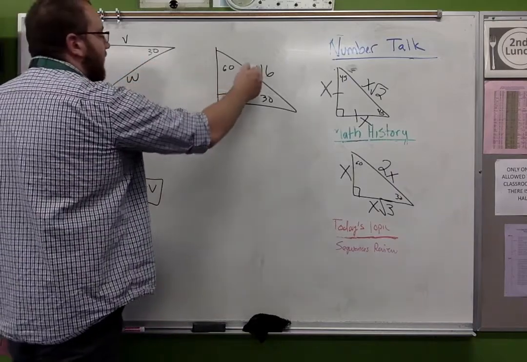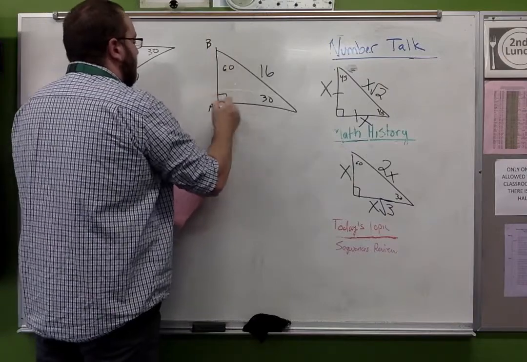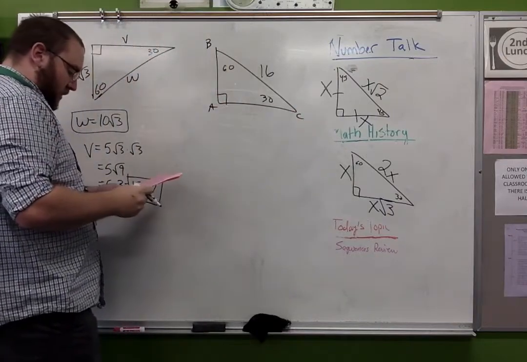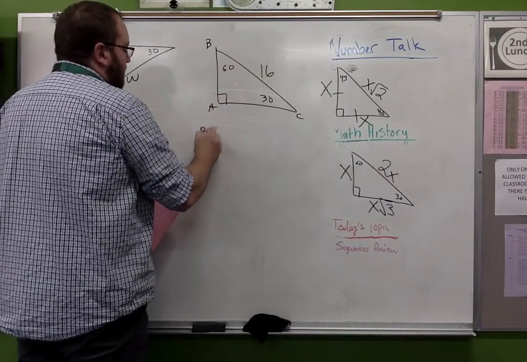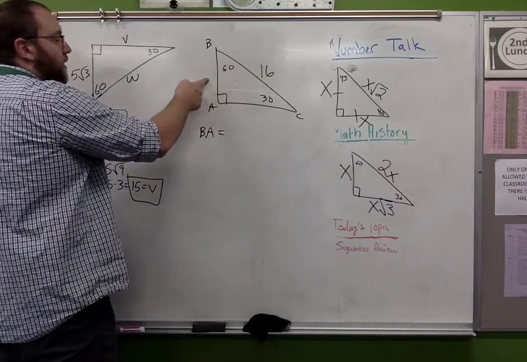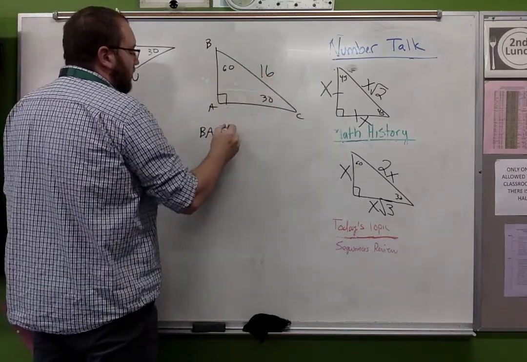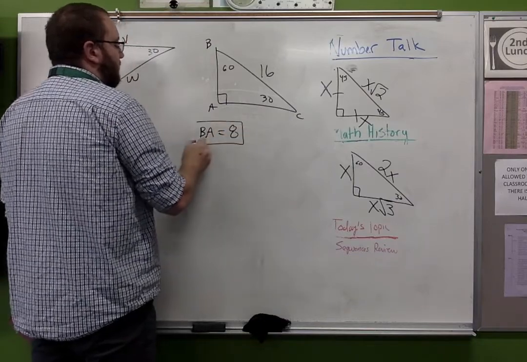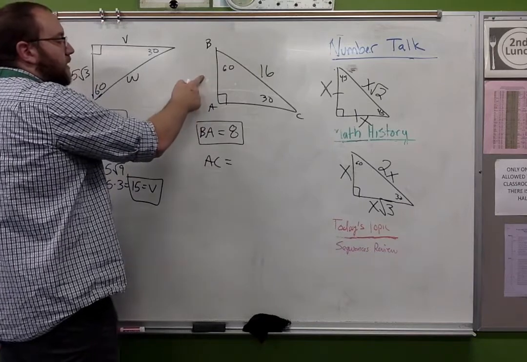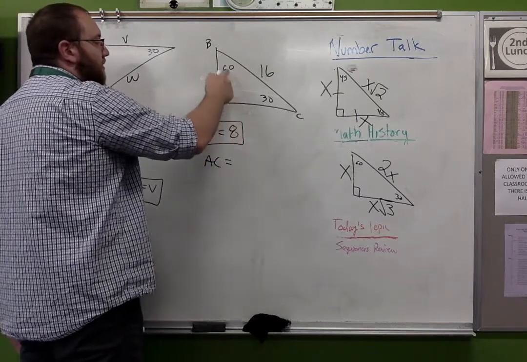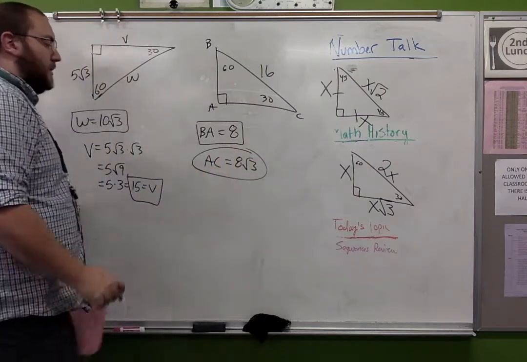Over here, we have the hypotenuse. Oh, I forgot to label. This is B, A, C. So we have the hypotenuse. So if we find BA, the side across from 30 times 2 is the hypotenuse. So to go back, divide by 2. 16 divided by 2 is 8. And to find AC, we take the side across from 30 and multiply by square root of 3 to find the side across from 60. So 8 square root of 3. And there's your answer.